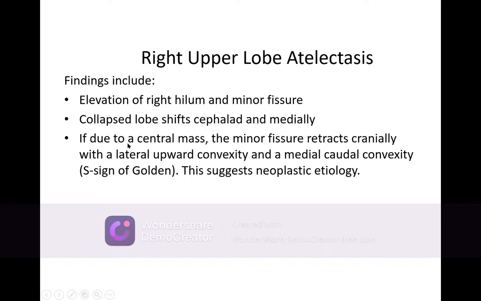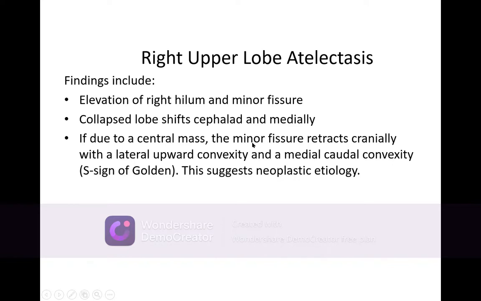If it is due to a central mass, the minor fissure retracts cranially with a lateral upward convexity and a medial caudal convexity, as the sign of Golden, this is called. This suggests a neoplastic etiology. It is difficult to understand, but when you see the X-ray, you can find it.